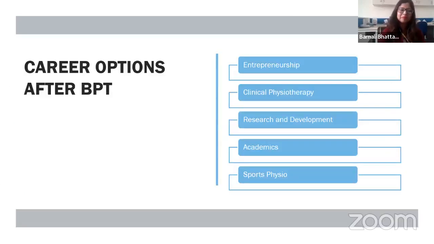Right. So once you do your BPT, you do have a number of career options in front of you. Let's always remember that BPT is a graduation degree, right? So after graduation, a number of things that are not even physiotherapy related can also be opted for. So it does open that avenue as well. And this holds true not just for physiotherapy, but all rehabilitation sciences, whether you talk about occupational therapy or speech therapy, there are a gamut of options available.